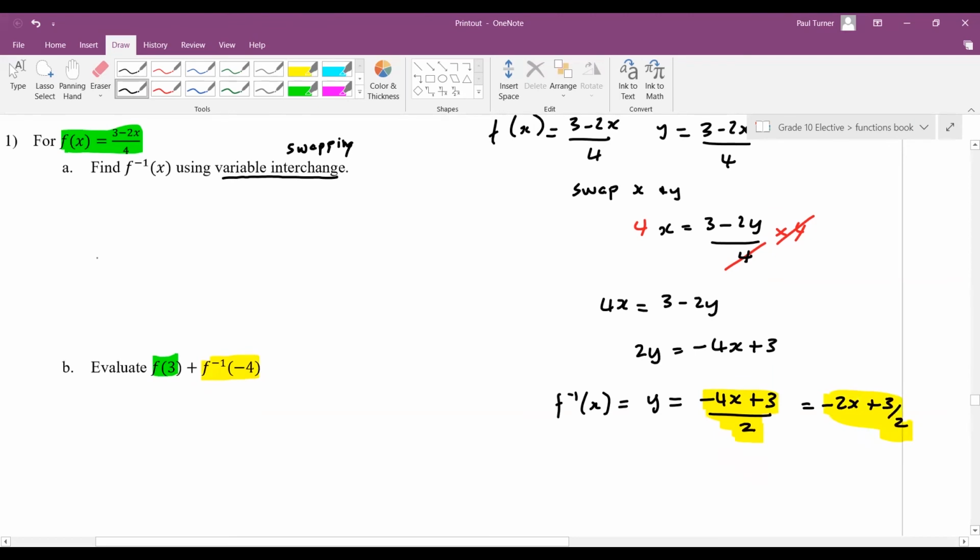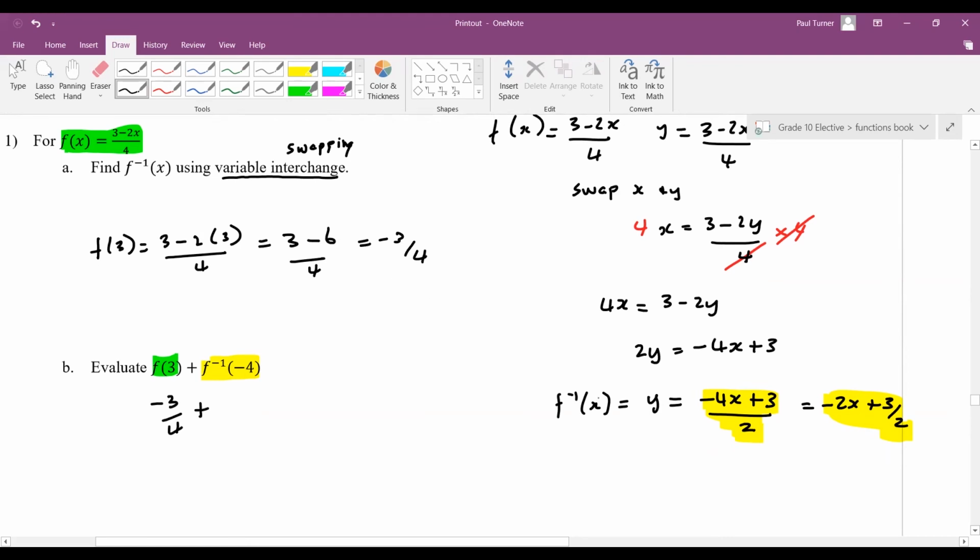So f(3). I'll just write it here. So f(3) will be 3 minus 2 times 3 on 4. So 3 minus 6 on 4. 3 minus 6 is minus 3 on 4. So you may want to use your calculator at the end here. So this is minus 3 on 4.